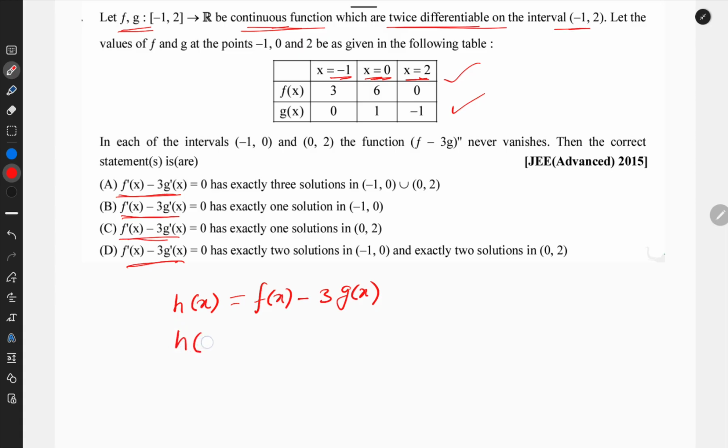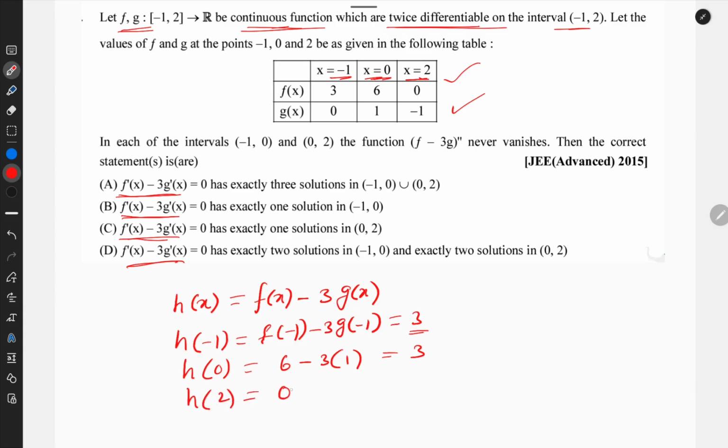Okay, so what is h of -1 value? f of -1 minus 3 times g of -1, and the f of -1 is 3, g of -1 is 0, so it is 3, and h of 0 will be 6 minus 3 into 1, that is also 3, and h of 2, if you calculate, that is 0 minus 3 into -1, that is also 3. So if you observe here, there are 3 reference points. Here you have -1, 0, 2. h of -1 is also 3, h of 0 is also 3, h of 2 is also 3.